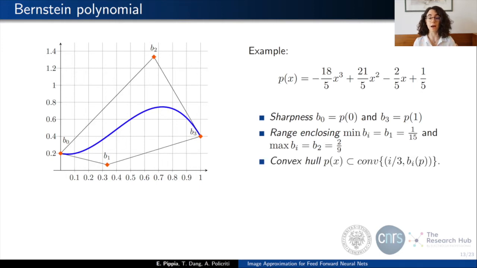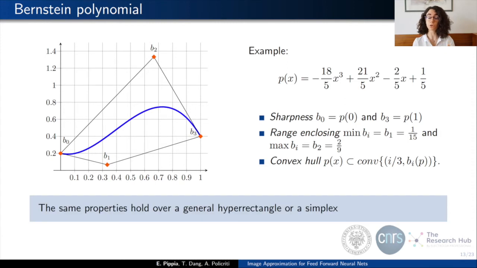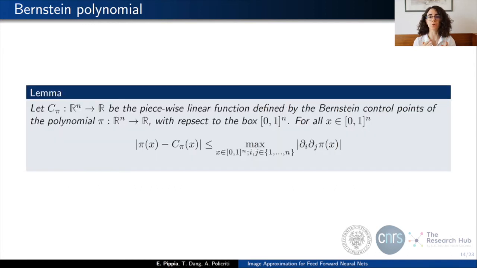And finally, with the convex hull, we completely enclose the evolution of the polynomial function. This holds not just for the unitary box, but in a general hyperrectangle and also in simplices. Finally, the last property says that if we link the Bernstein coefficients with a piecewise linear function, we can bound the error that we commit using this approximation instead of the polynomial function.